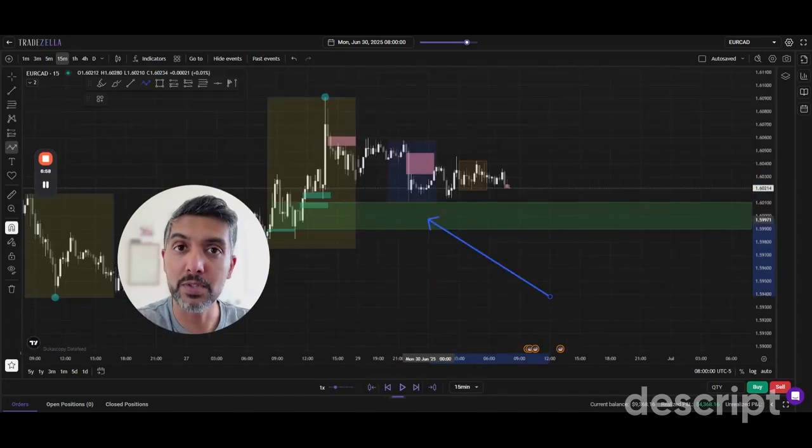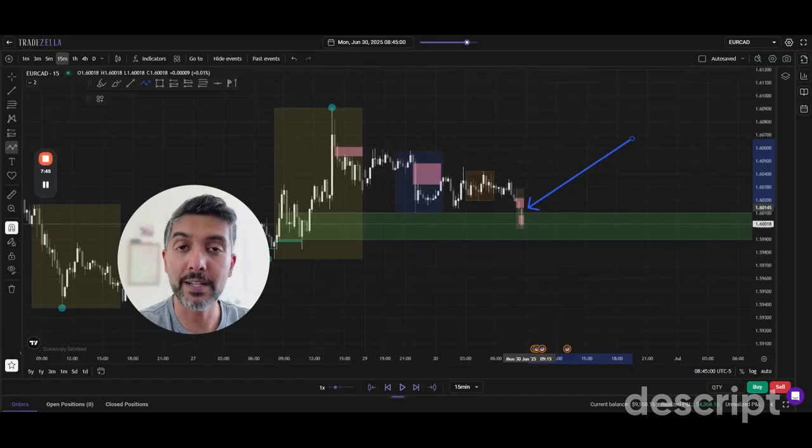And all of this results in confluence. Liquidity resting above an observed order block, and that same order block resting in discount. A few minutes later, price mitigates the key point of interest we were observing.